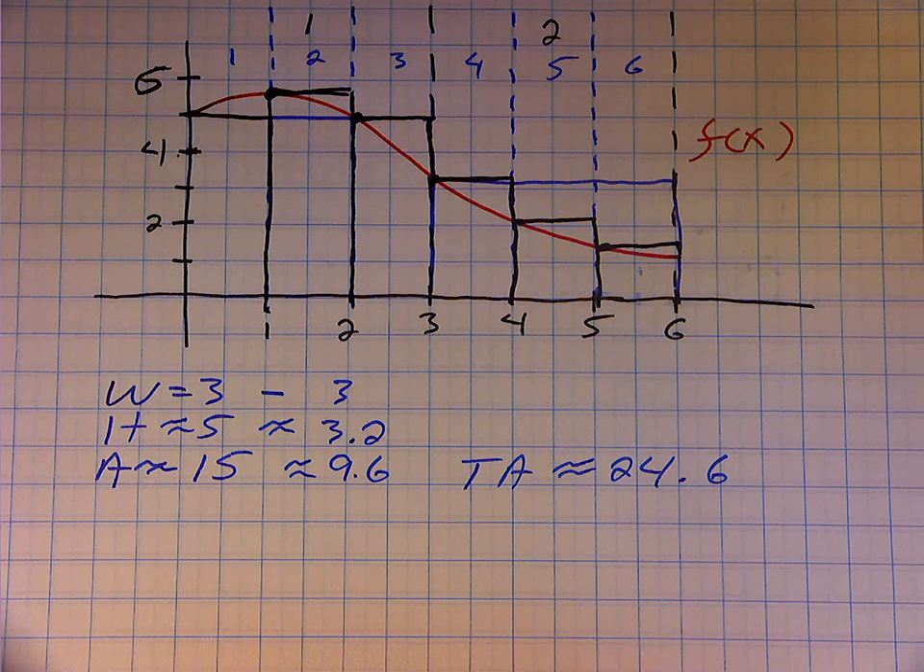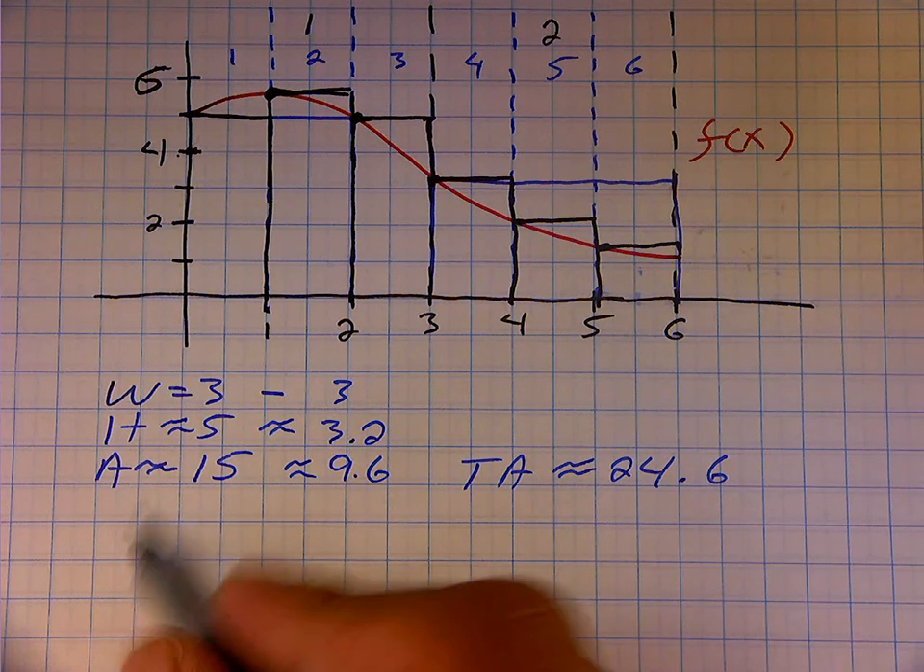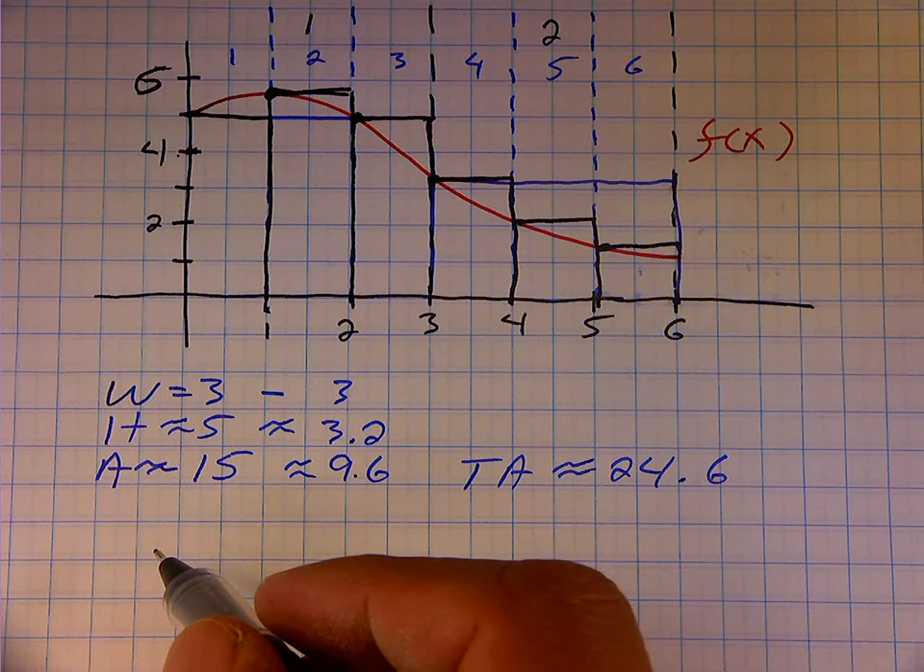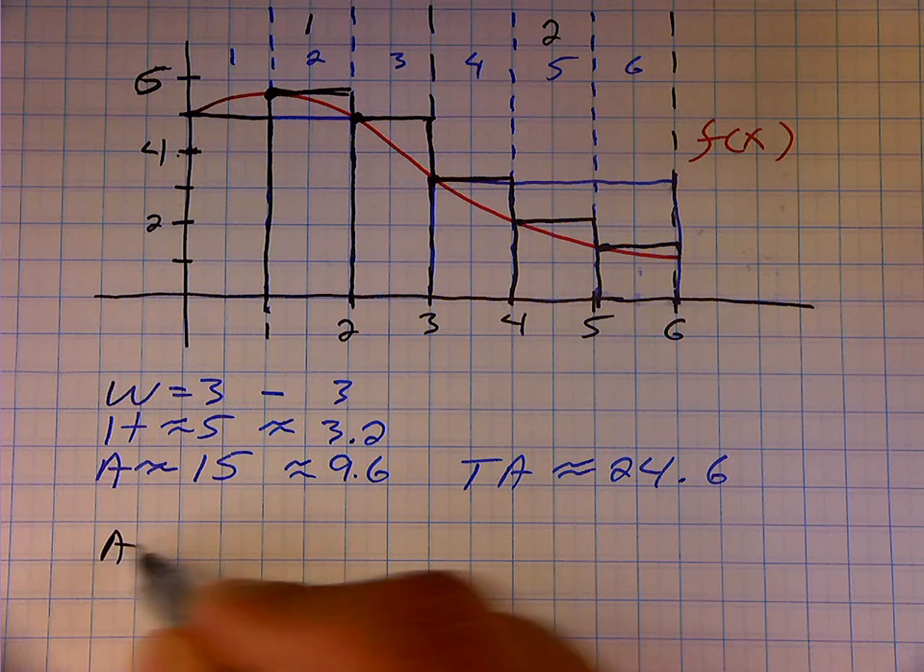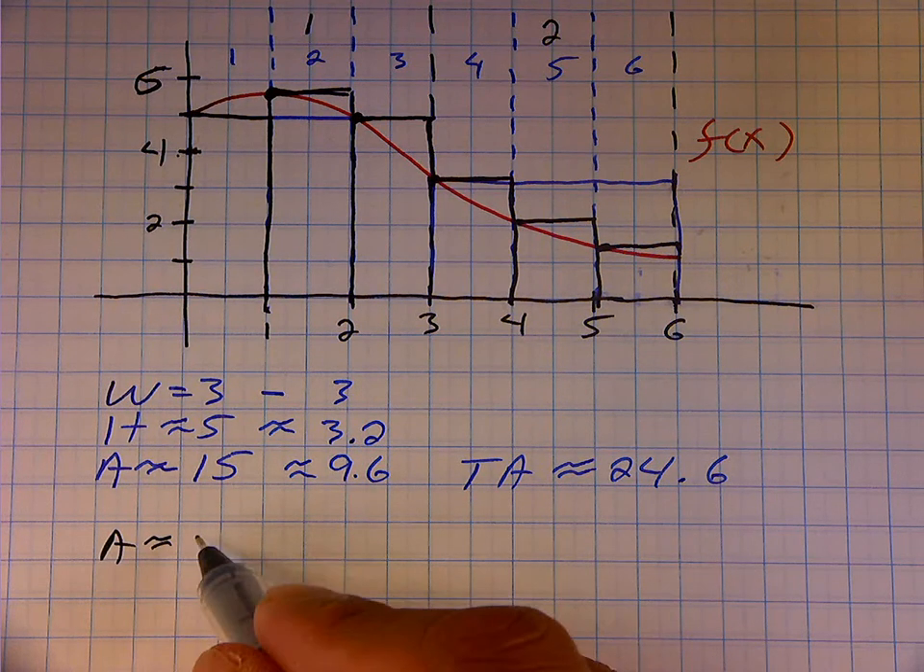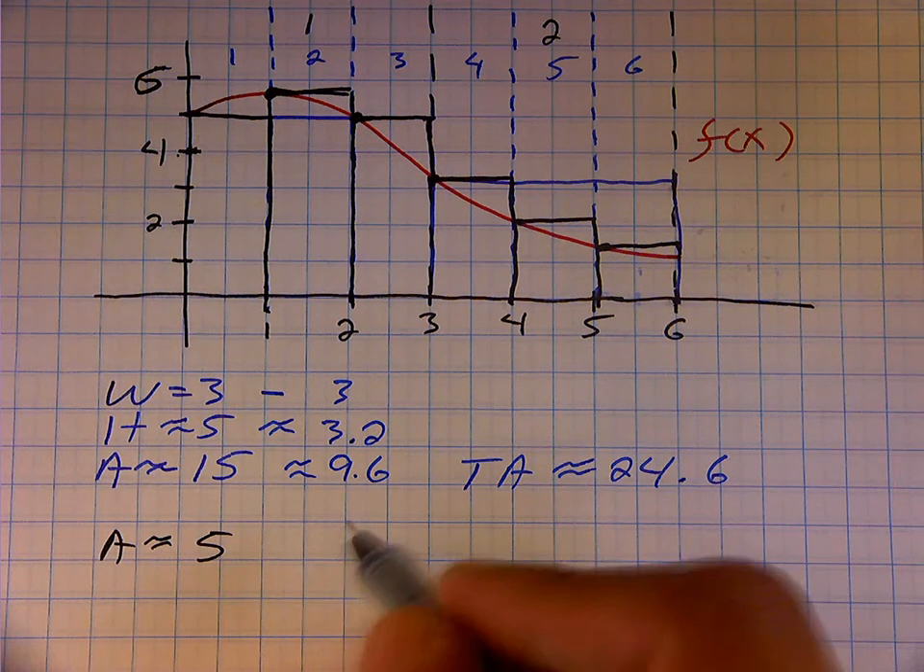I'm going to calculate the area of each one of these. These are nicer because every one of these rectangles has a width of 1. So to find their area, I just need to know their height. The height is the area because the width is 1. So the area of each rectangle's piece, the first one's area is about 5.